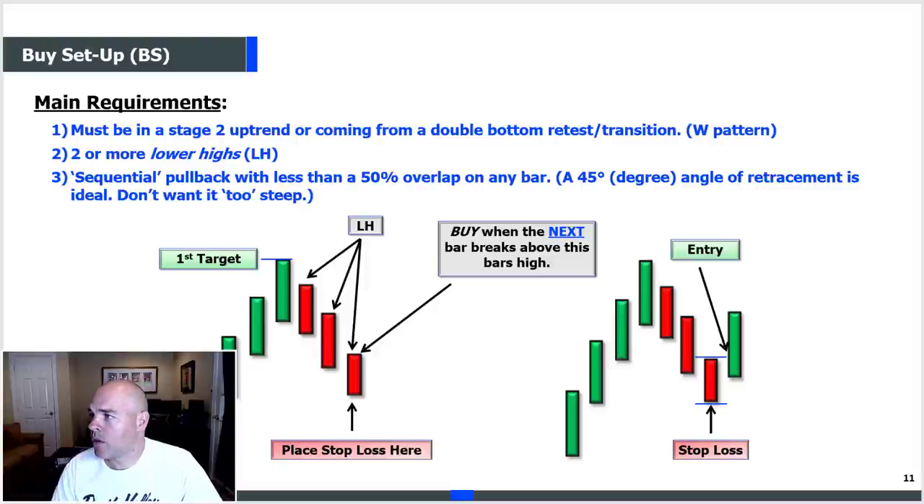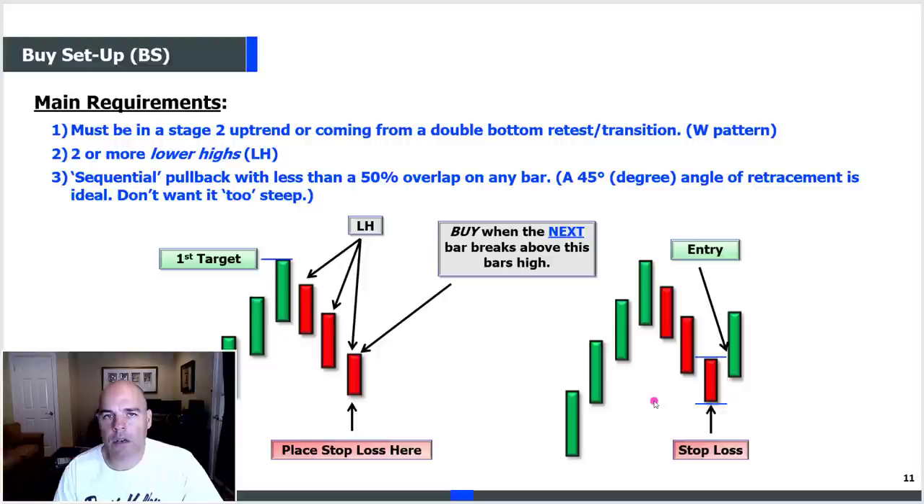Okay, now, we want to talk a little bit about objectivity in charts. Briefly, I'm going to go over this. I'm not going to go into detail about buy setups. You all know what a buy setup is. Two or more lower highs in an uptrend, preferably a sequential pullback, which is about 50% overlap. Lower high, lower high, lower low, lower low. You're going to buy right there, and it's going to go higher. That's a basic buy setup. Everybody can look at that and say, yeah, that looks good.